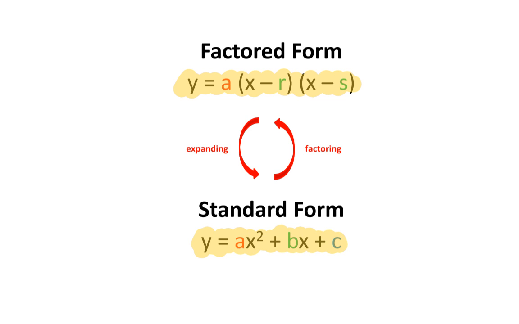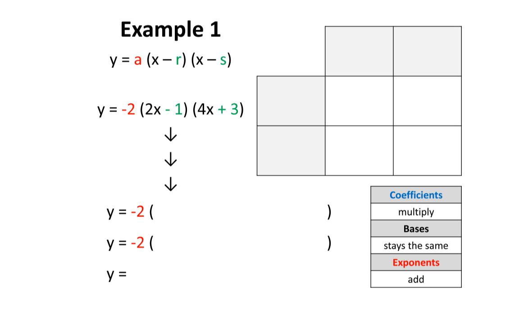You can convert factored form to standard form using the process of expanding, and you can convert standard form back to factored form using the process of factoring. Today, we'll be focusing on expanding. In our first example, we have an equation of a quadratic relation in factored form. We want to convert it from factored form to standard form using the process of expanding. The table to the right is going to help us do that.